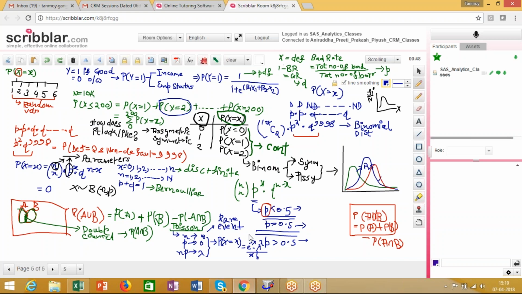Suppose I want to model a sudden market crash. That is where a Poisson jump process is actually used. So variables which have a very rare occurrence and whose probability of success is very small can be modeled by the Poisson distribution, right?